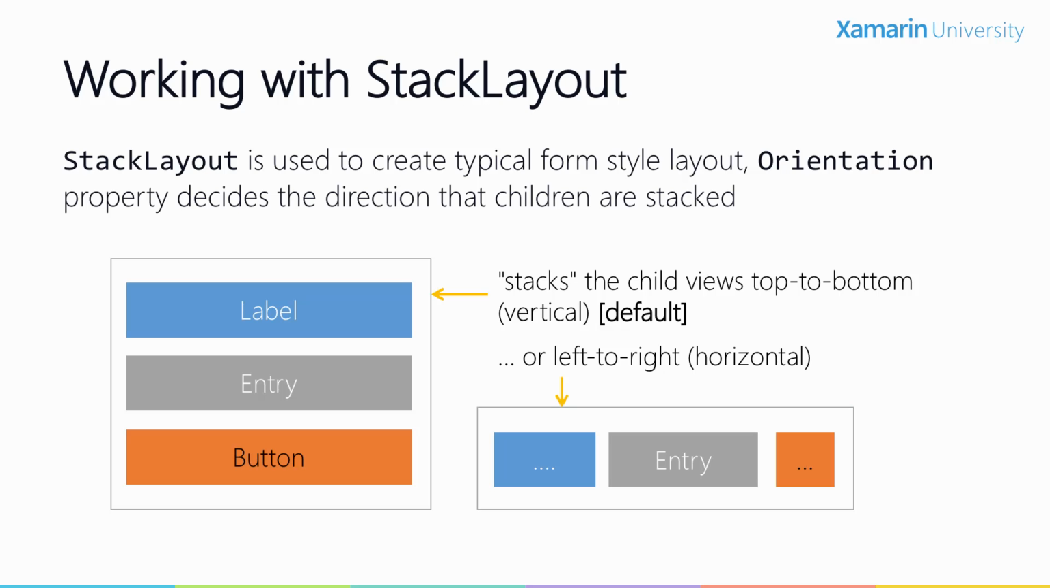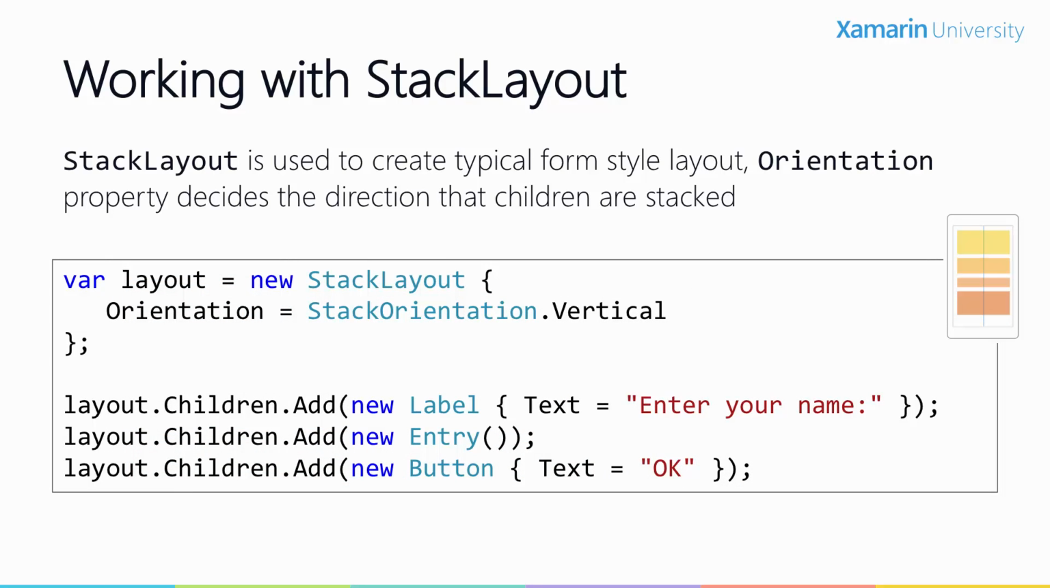horizontally. Here's an example. We create a stack layout. We set the orientation to vertical, even though we wouldn't have to do that. Remember, that's the default value. And then we add 3 child elements. Here we add a new label, a text input field, and a button. So that's going to mean the label is going to be at the very top. Then it's going to show the entry in the middle and the button at the bottom.